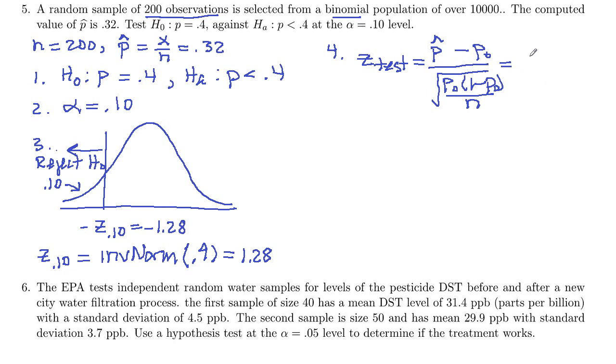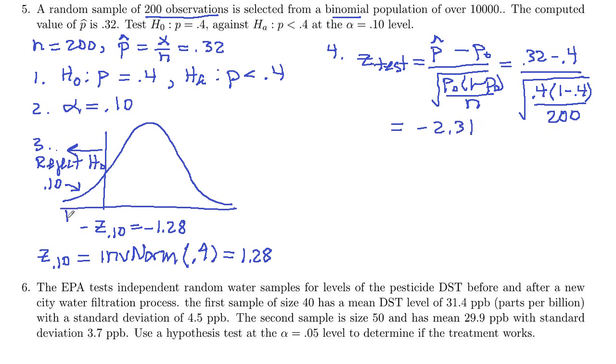So our p-hat was the 0.32. Our p0 that we're testing against from the null hypothesis, 0.4. And then in the denominator, since we accept that 0.4 is true unless proven otherwise, we're going to keep that in our standard deviation here. So 0.4, 1 minus 0.4, and we are dividing by, n was 200. And if you compute that in the calculator, you will get negative 2.31. So I'll let you double check that.